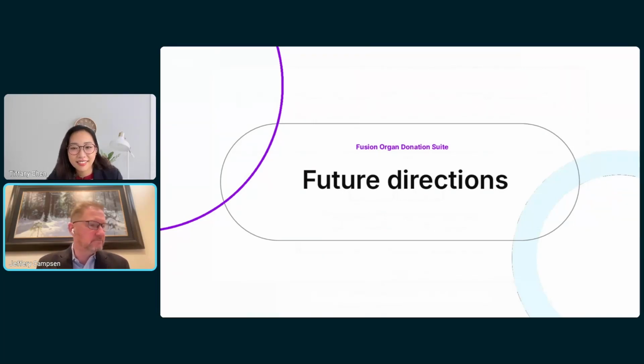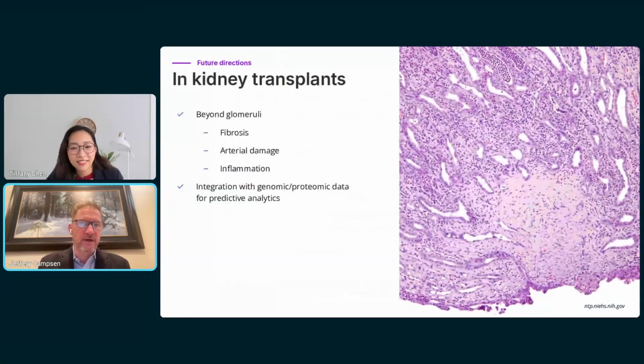Future directions. Let's see what the future directions are. What I would like to say here is that there are a lot of different parts to the kidney. The main return on investment is really the glomeruli, but we need to get better than that. So we're going to look at fibrosis of the kidney, arterial damage, which is the one I'm most excited about, because I think as these individuals have hypertension or different things like that, looking at the viability of the arteries goes along with the glomeruli. And then, of course, inflammation.